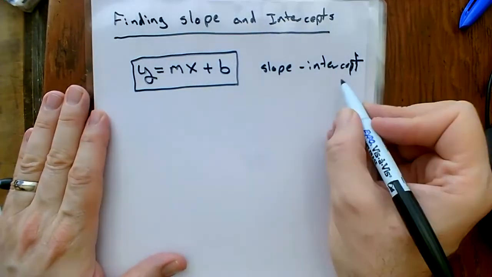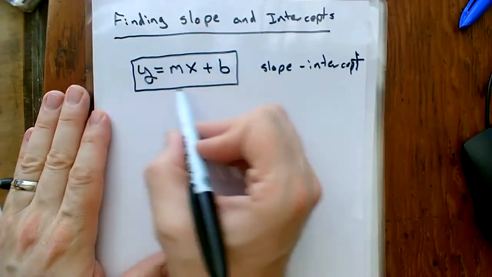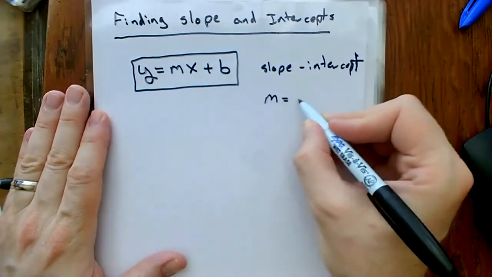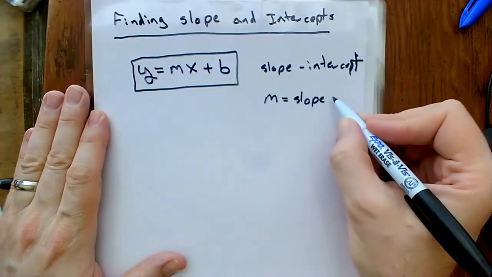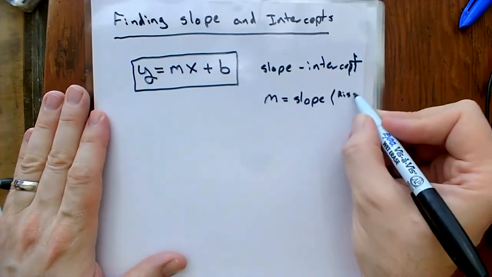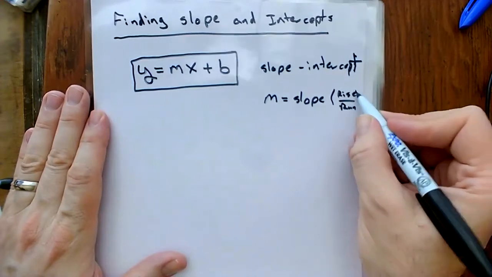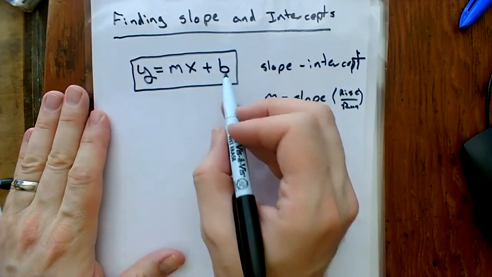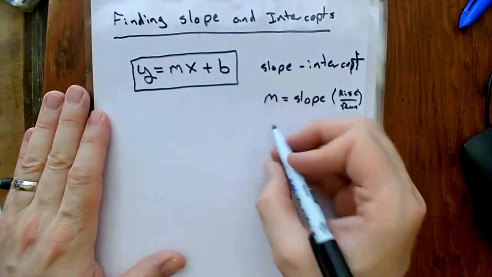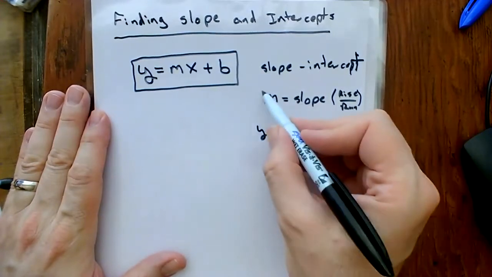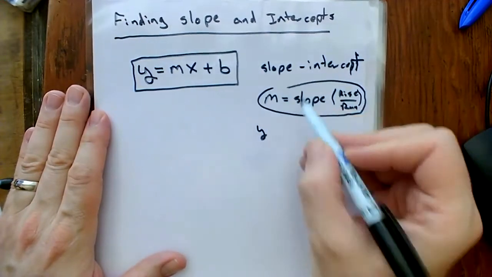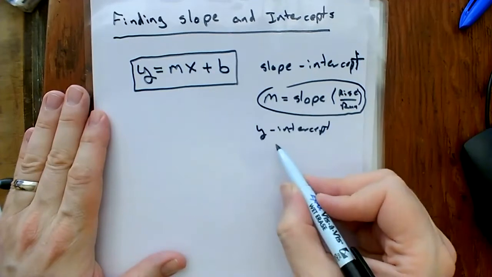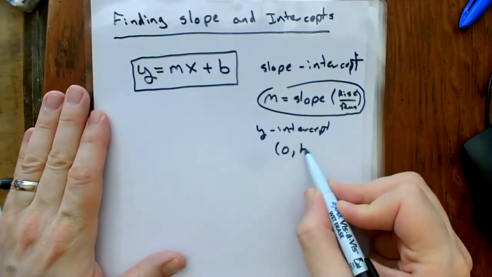If you've got something in this form, whatever that coefficient is on x, that's our slope. m is our slope, which is, of course, rise over run. And this number b is where our line is going to cross the y-axis. That's our y-intercept, the point (0, b).